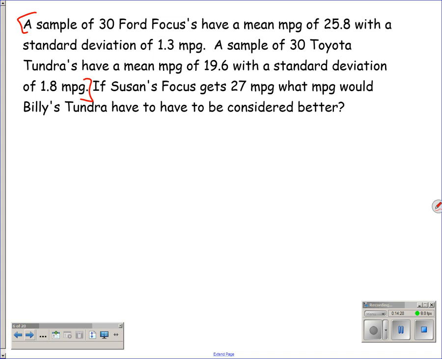But it says that I got this one chick who has a Focus, and she gets a value of 27 MPG. And I want to know what Billy's Tundra is going to have to be to be considered better. What's my thought process? How would I approach this one?